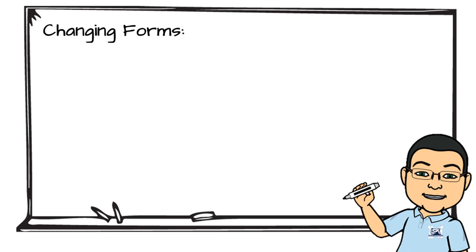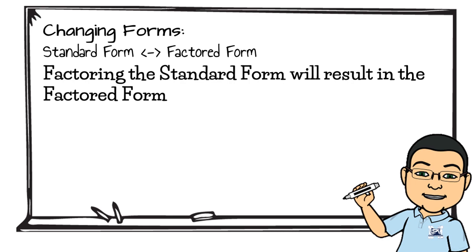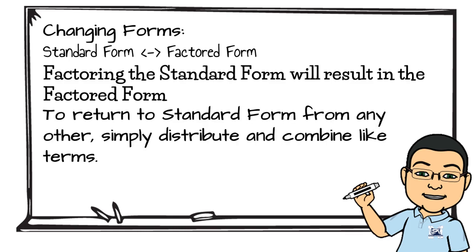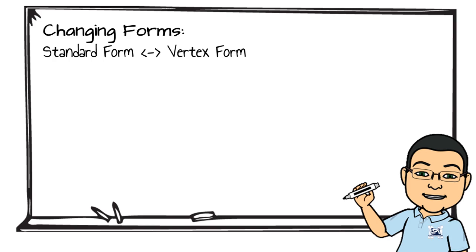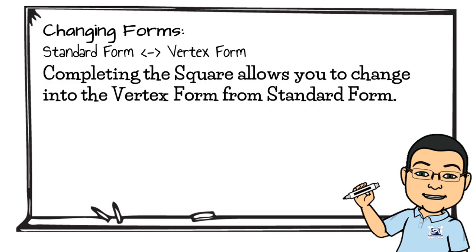Now, changing between these forms has some nice nuances to it, right? We learned about this. To go from standard form to factored form, well, we would factor the standard form. And in doing so, we would get the factored form. And to return back to the standard form, both from factored form and from vertex form, we can simply distribute and combine like terms, and we have returned to standard form. To go from standard form to vertex form, we learned a technique known as completing the square, which you can access in other MatHAMMatics video lessons. And you can transform your standard form into vertex form.